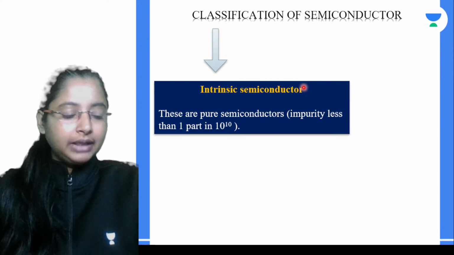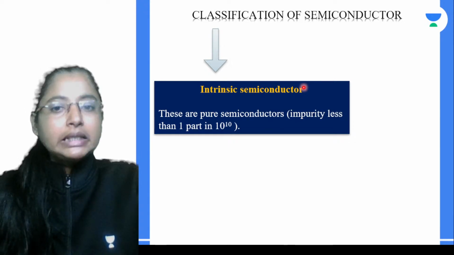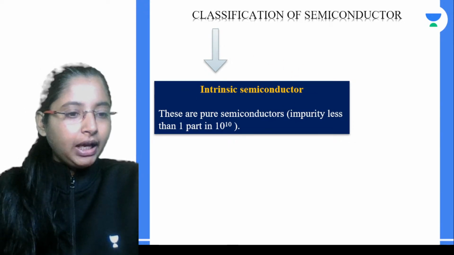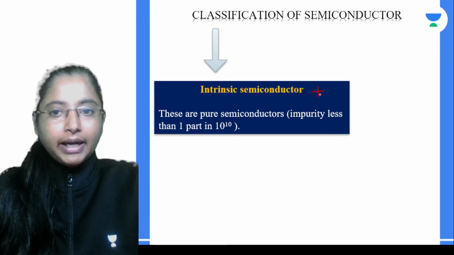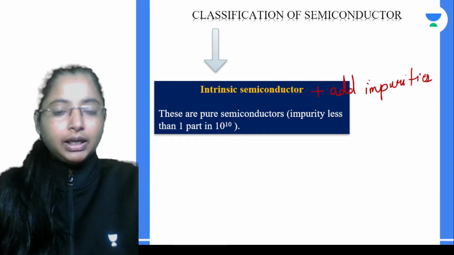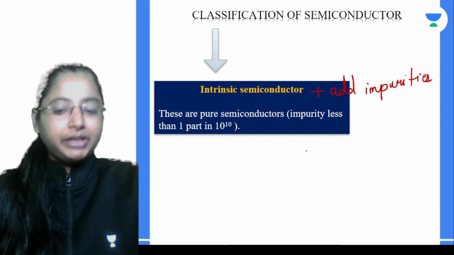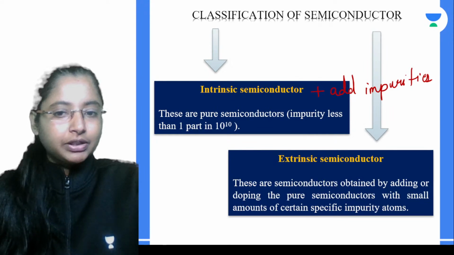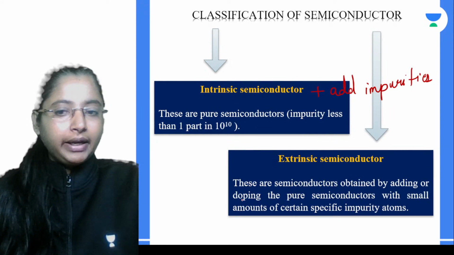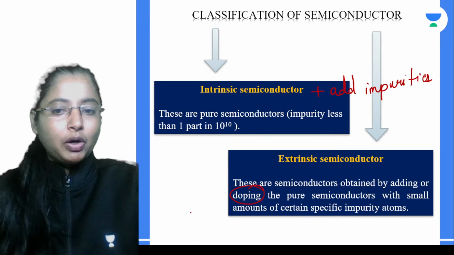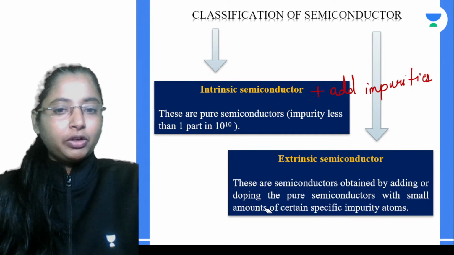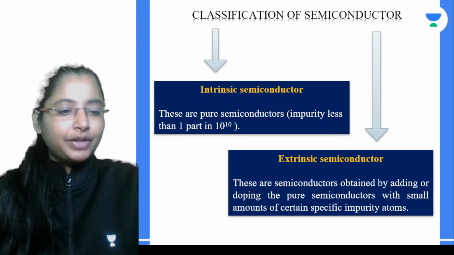So to combat this, we introduce a process called doping. That is, deliberately we add impurities to this intrinsic semiconductor to increase conductivity. Then what we get are extrinsic semiconductors. These are semiconductors obtained by adding or doping. The process of adding impurity is called doping. This is obtained by doping the pure semiconductors with a small amount of certain specific impurity atoms. These are called extrinsic semiconductors.